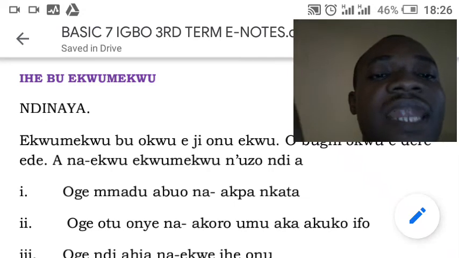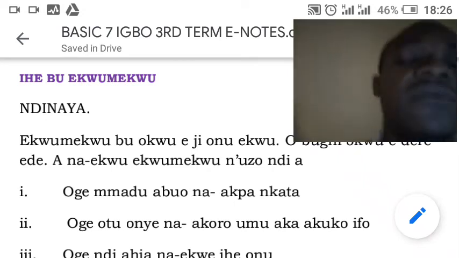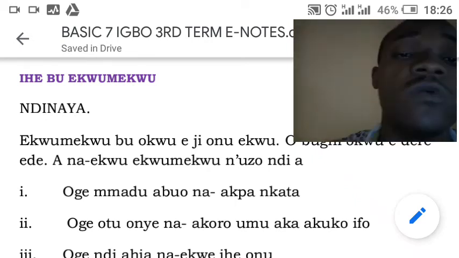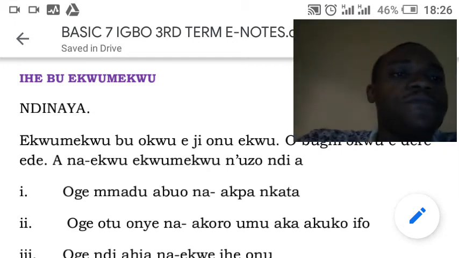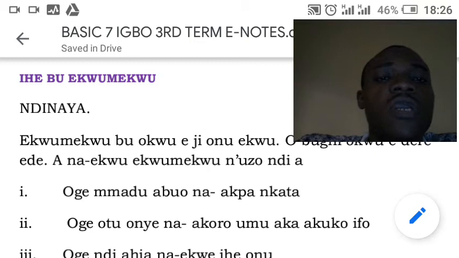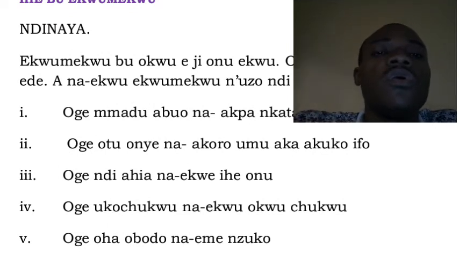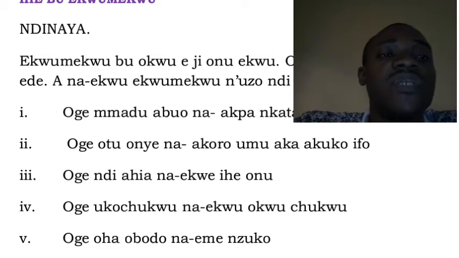Okay, let's look at a na-ekwu ekwumekwu n'ụzọ ndị a. These are the ways in which we dialogue or communicate. Number one is oge mmadụ abụọ na-akpa nkata, when two persons are discussing or chatting. Oge otu onye na-akọrọ ụmụaka akụkọ ifo. When one person is telling little kids stories or folk tale. Akụkọ ifo in English means folk tale.